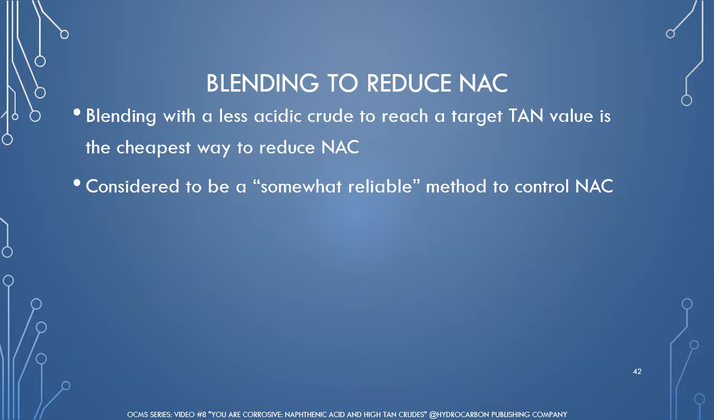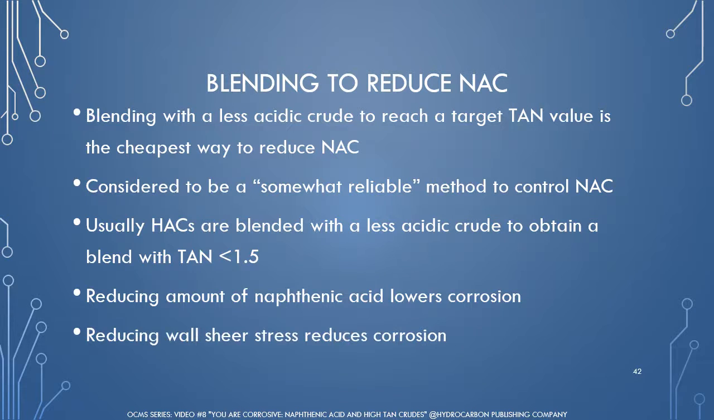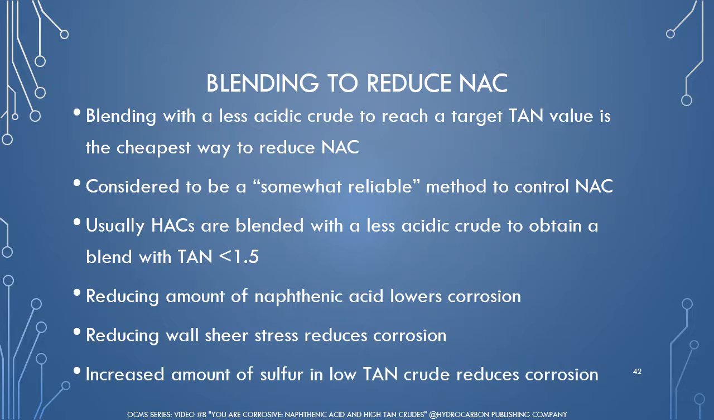Usually, HACs are blended with a less acidic crude to achieve a blend with a TAN value of less than 1.5. Blending to a target TAN value can reduce corrosion by reducing the amount of naphthenic acid. Additionally, if the low-TAN crude to be blended with is lighter, wall shear stress is reduced, which lowers corrosion. Finally, the low-TAN crude may have a higher level of sulfur, which can inhibit NAC.